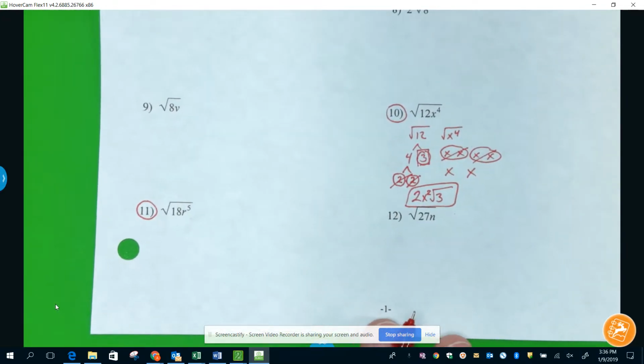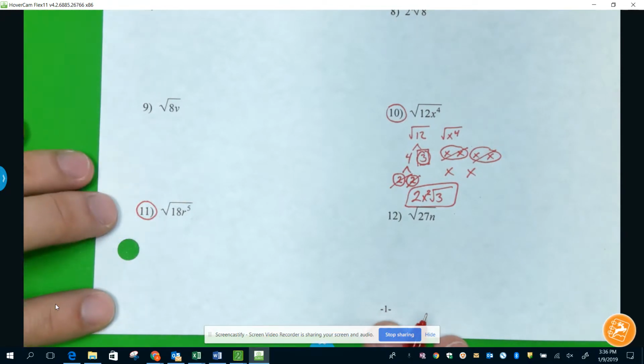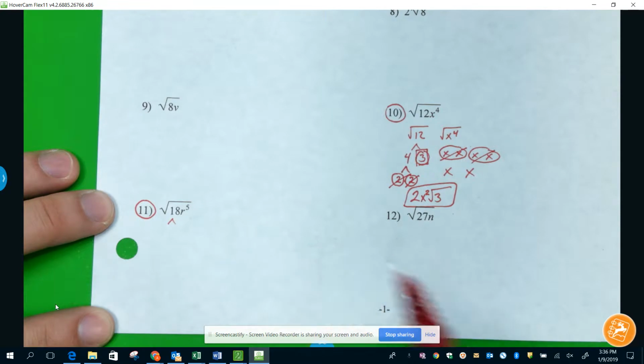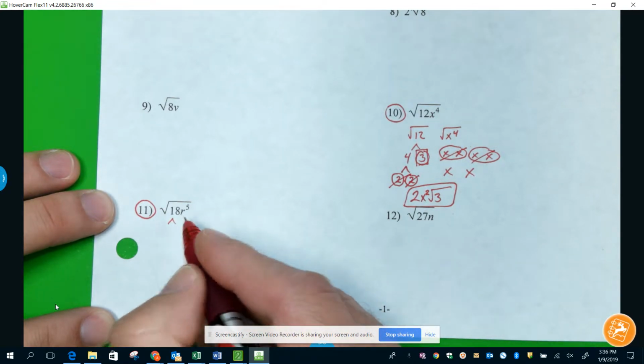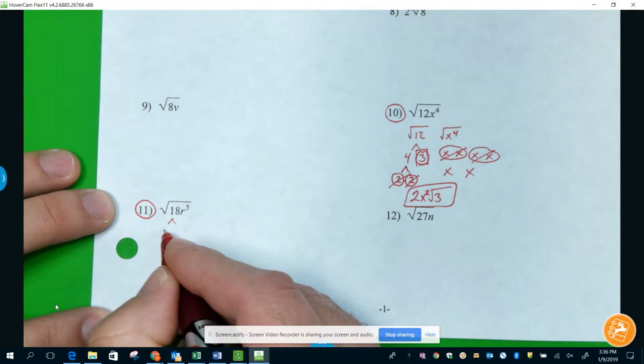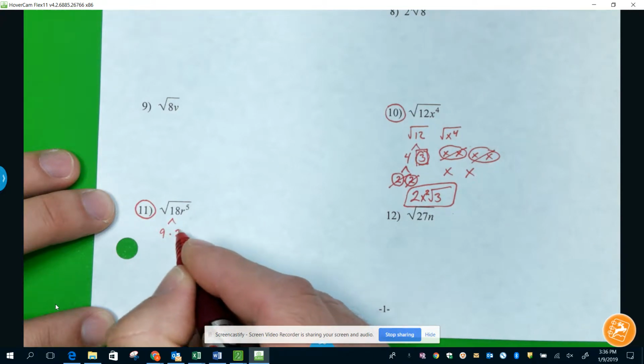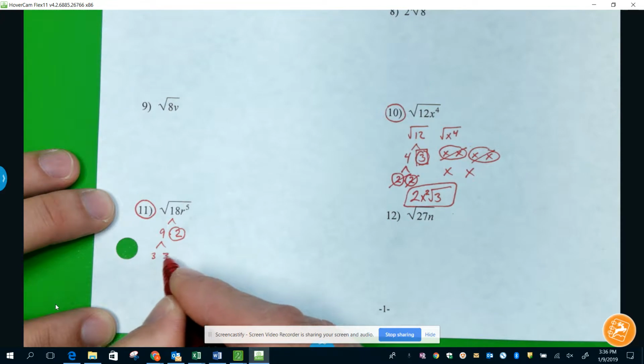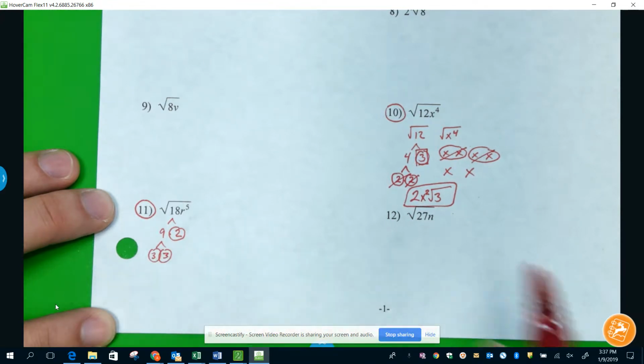Okay, so number 11 now. Breaking down the square root of 18. Again, looking for prime factorization. So 18 breaks down to 9 times 2. 2 is prime, so we'll circle him. 9 breaks down to 3 and 3. Those guys are prime, so we will circle them.